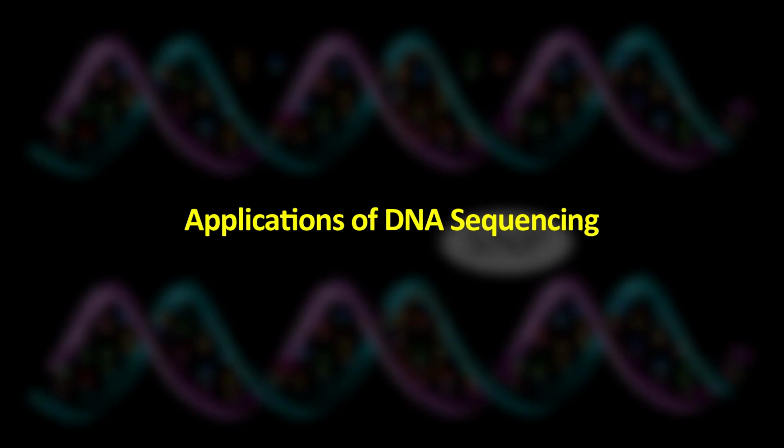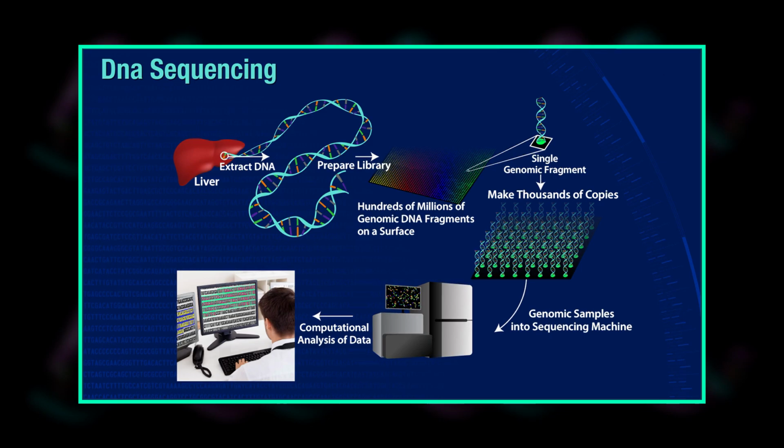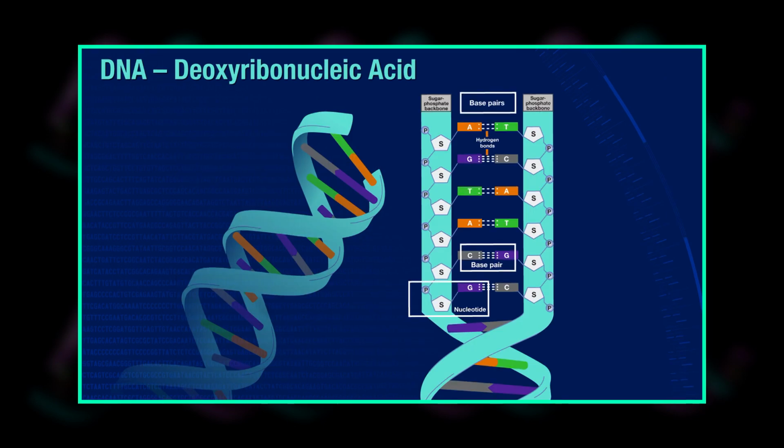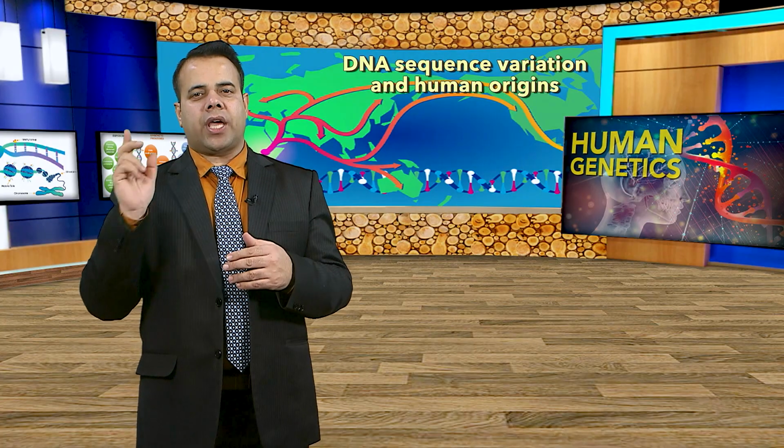Dear students, let's now discuss the applications of DNA sequencing. DNA sequencing provides the means to know how nucleotide bases are arranged in a piece of DNA. Several methods have been developed for this process. These have 4 key steps.